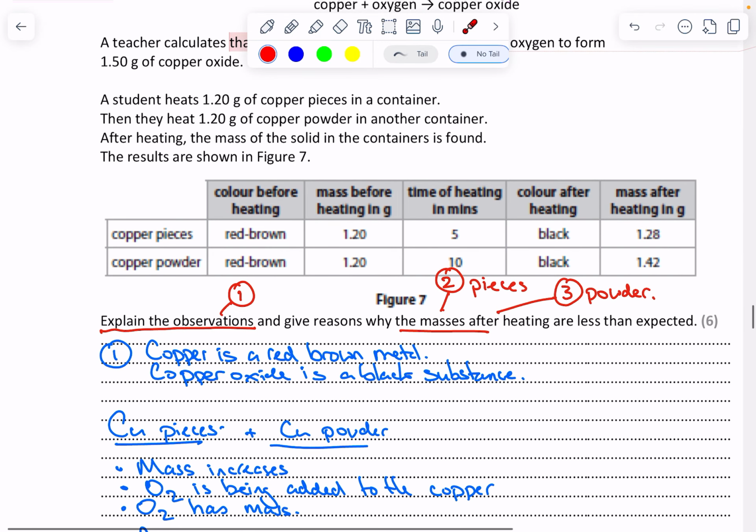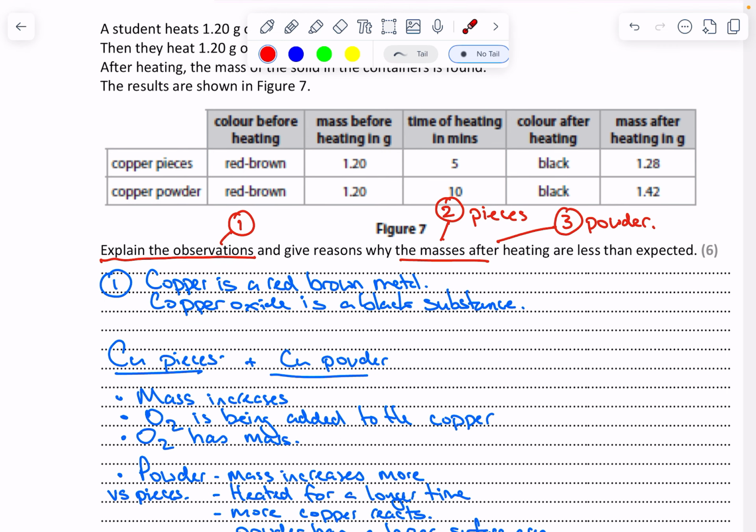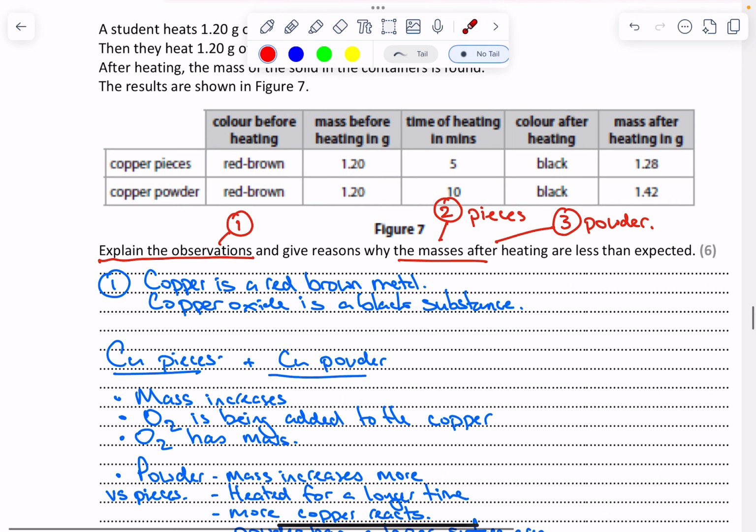The other thing in here that's worth noting is this first one's been heated for 5 minutes, and the second one has been heated for 10. Okay, so the question says, explain the observations, give reasons why the masses after heating are less than expected. So I've broken this into 3 parts. The first part is explain the observations. Then we need to explain the masses. I've split this into 2 because we've got the pieces, and then we've got the powder as 2 separate things.